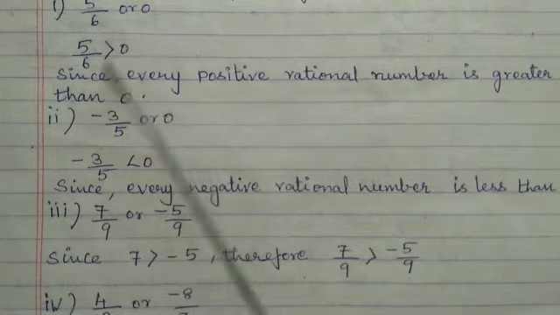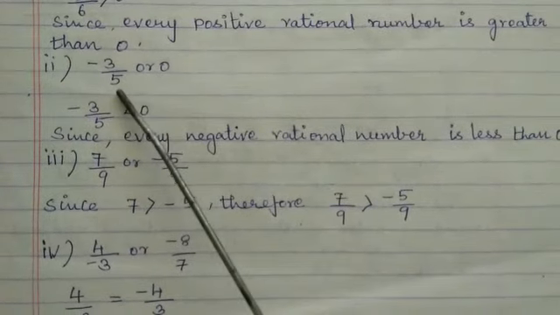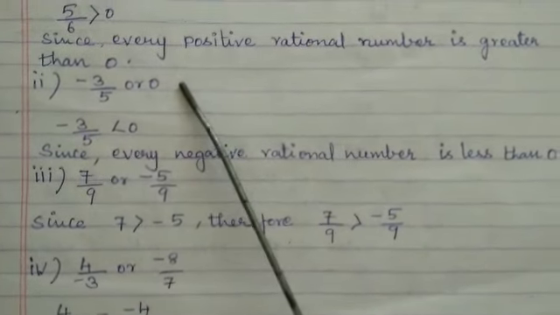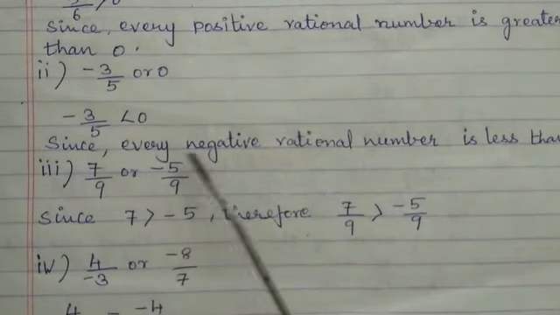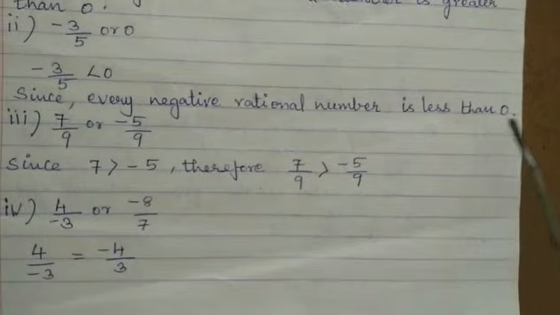that is greater than 0. Number 2, minus 3 by 5 and 0. Which is greater? Here 0 is greater, since every negative rational number is less than 0.